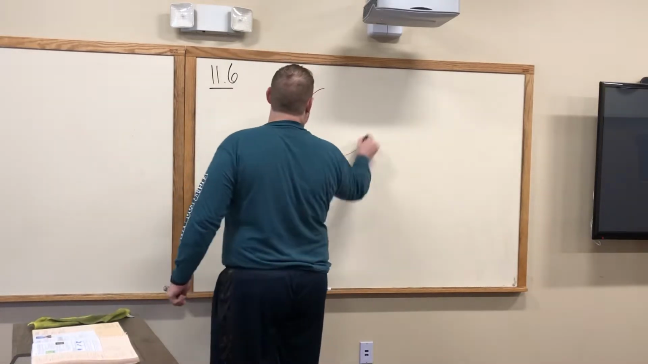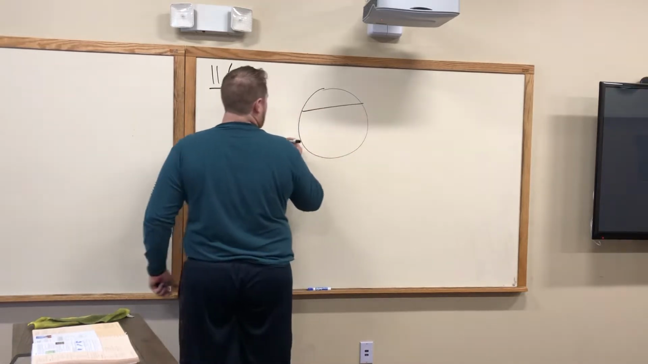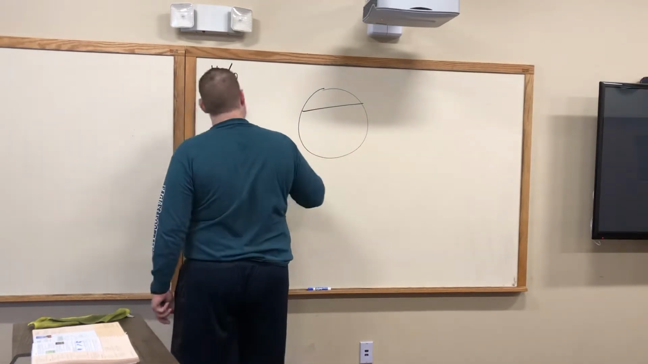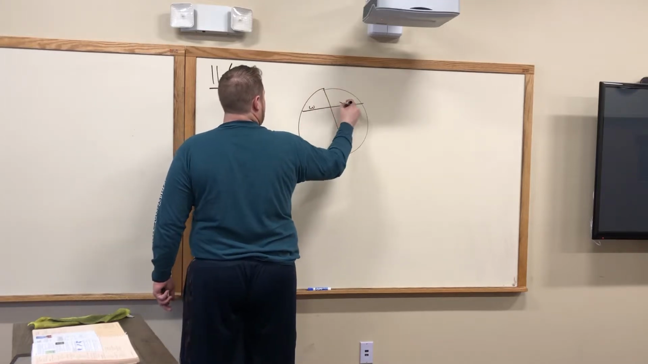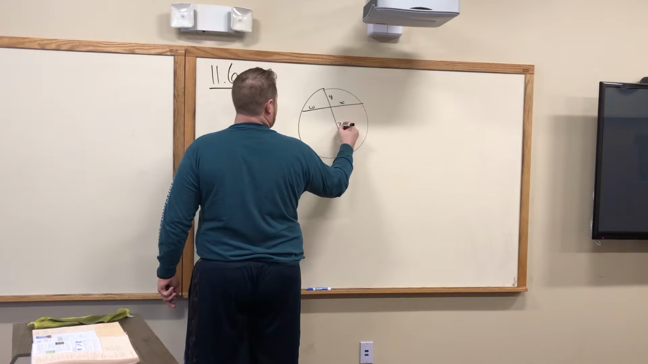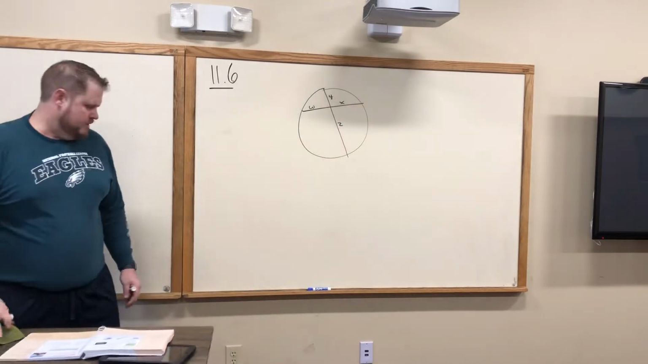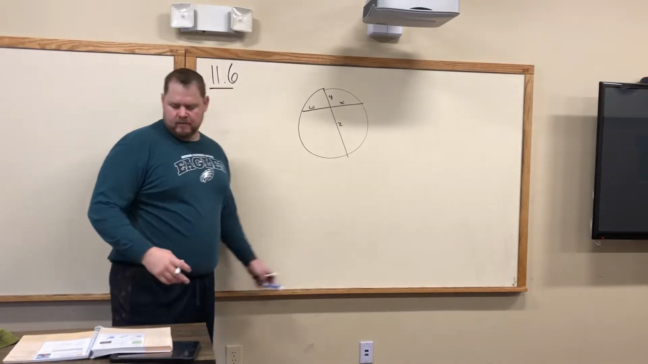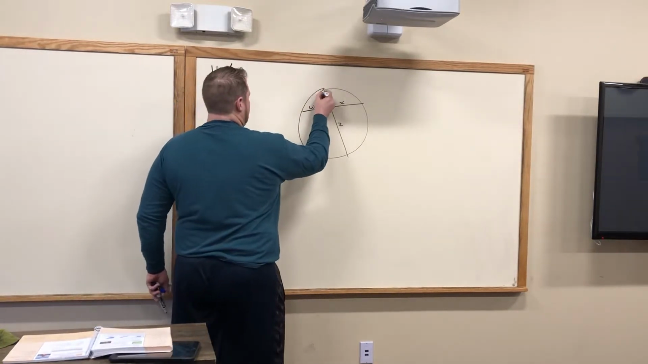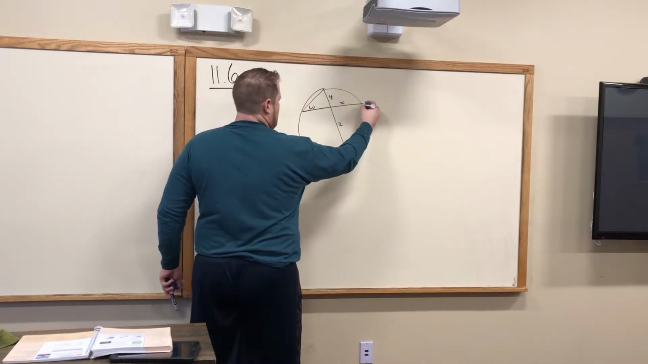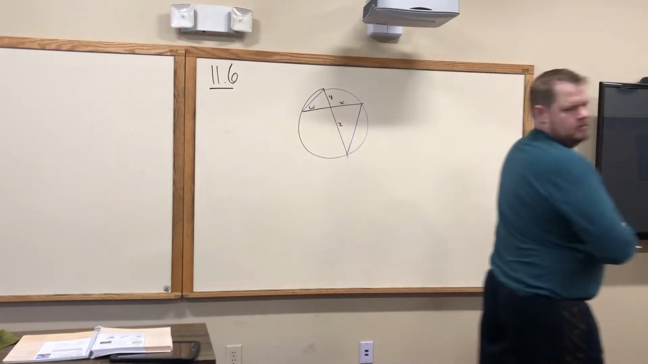So if I have my circle and I have two chords in it that intersect, and I put a W and an X and a Y and a Z. Before we give you the answers, let's talk about this for a second. Let's just say I made these into triangles. What would you know about those two triangles?